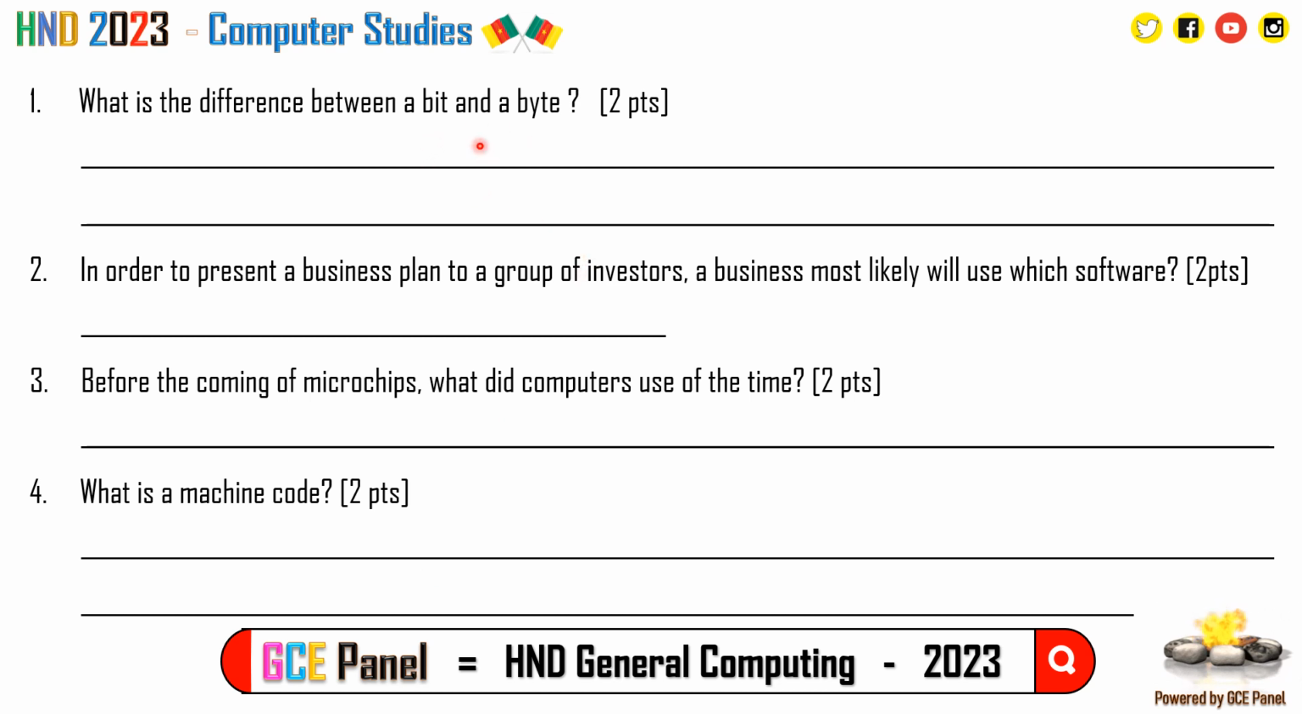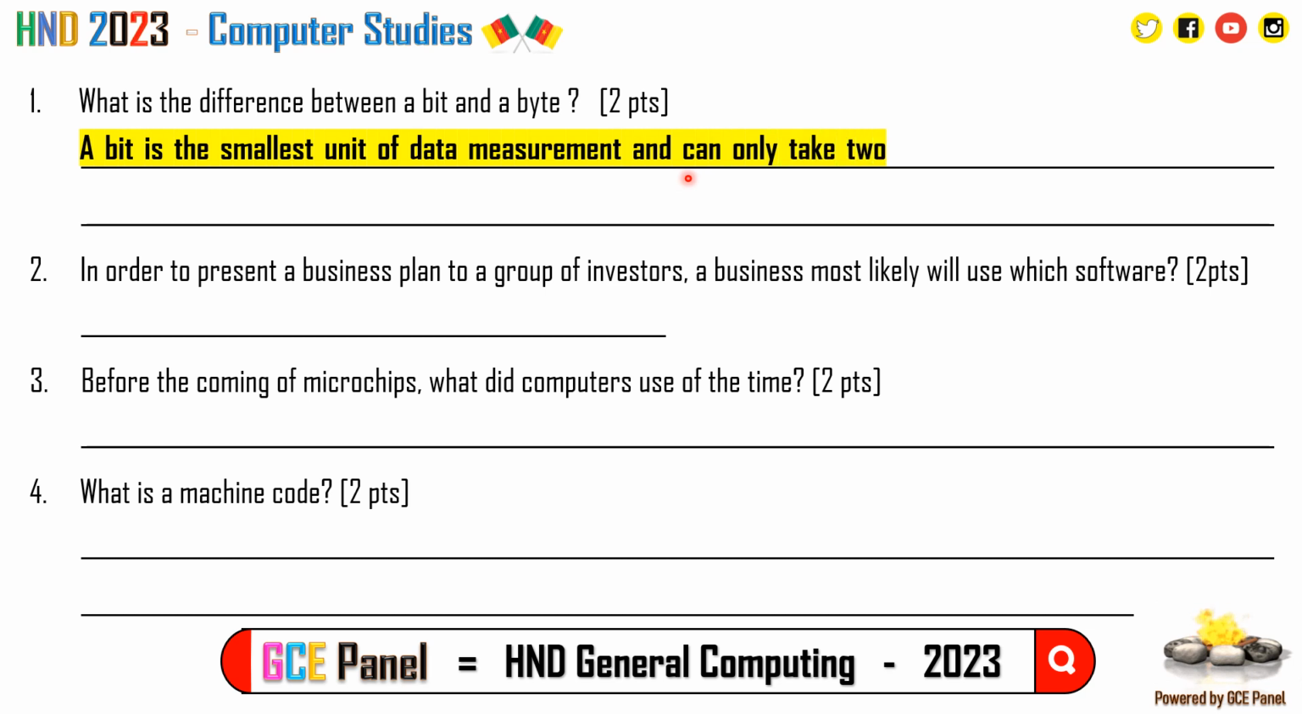General computing, level 1. Okay. A bit is the smallest unit of data measurement and can only take two values, 0 and 1, while a byte is a combination of 8 bits. 2 points.